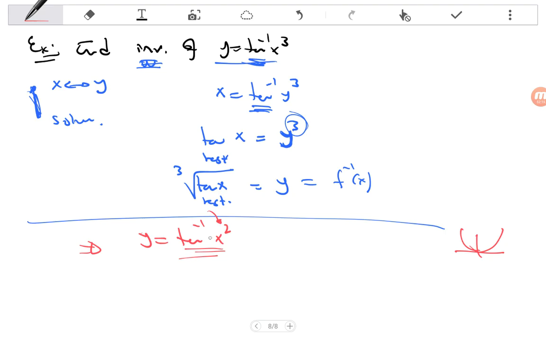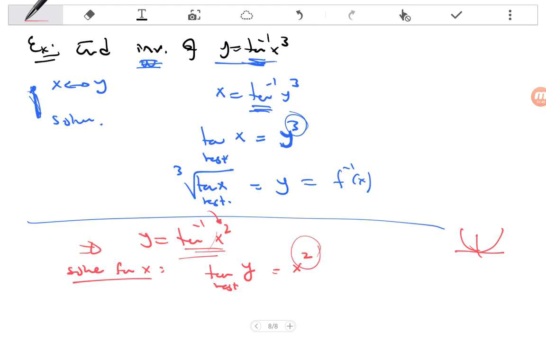So if I need to find the inverse of this function, and this function is not one-to-one, I will interchange the order of my procedure. I will just solve for x first. Then in the last step, I will interchange x and y. To solve for x, I need to get rid of this tan inverse, which I will do by a restricted tan operating on y equals x squared.